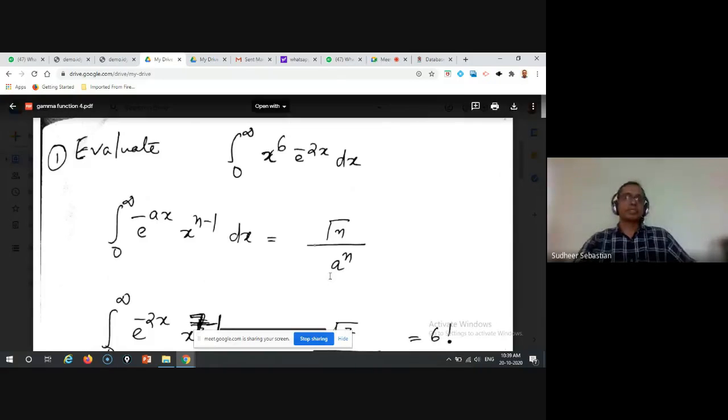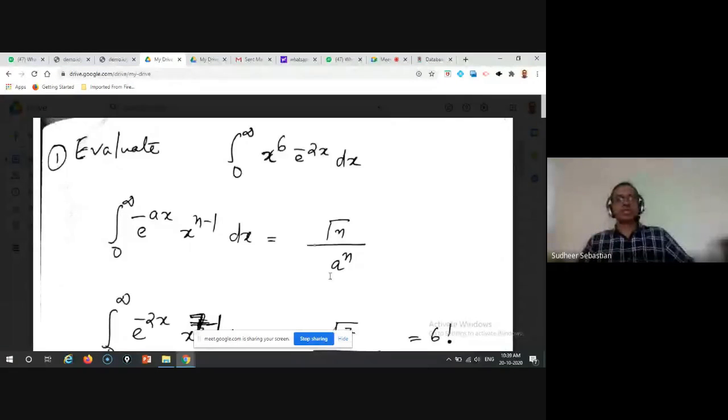We had seen the three definitions of the gamma function. Then we saw the other forms of the gamma function. Today we are going to do very few problems and complete the discussion on the gamma function. The first problem that we do is the integral from 0 to infinity of x to the power 6 exponential minus 2x dx.